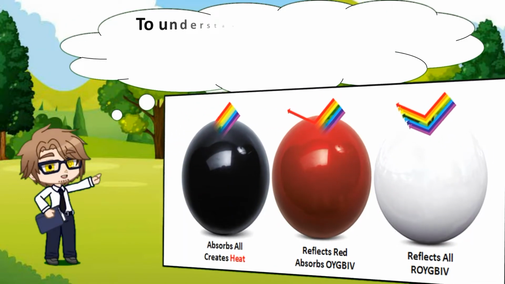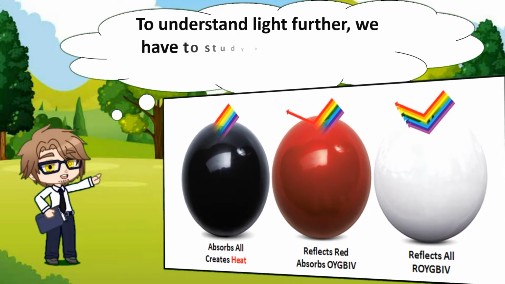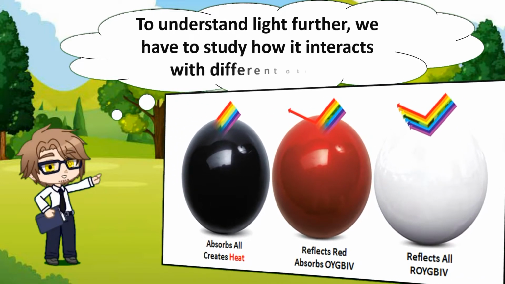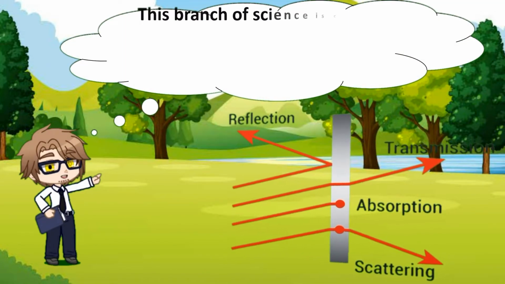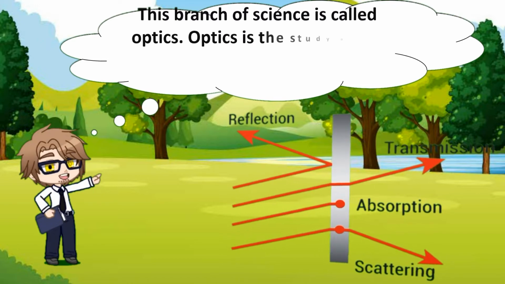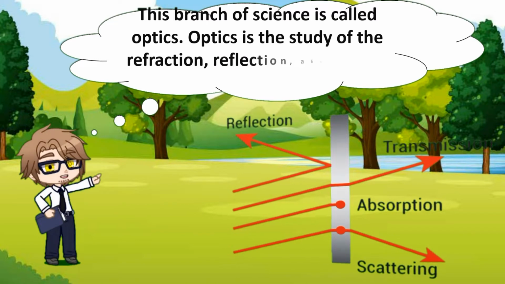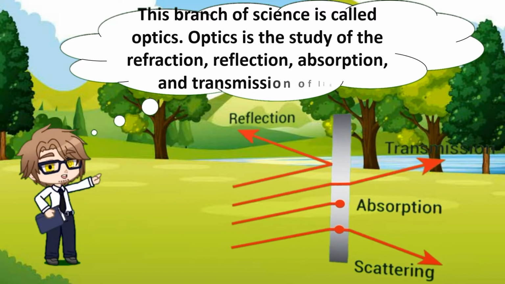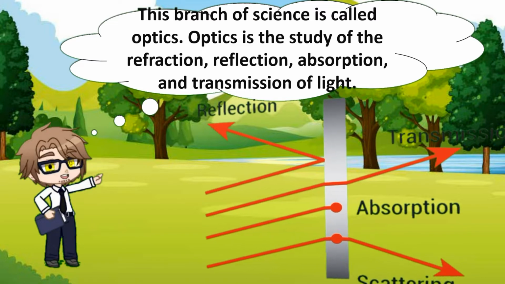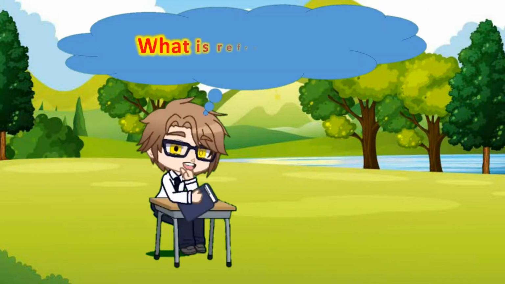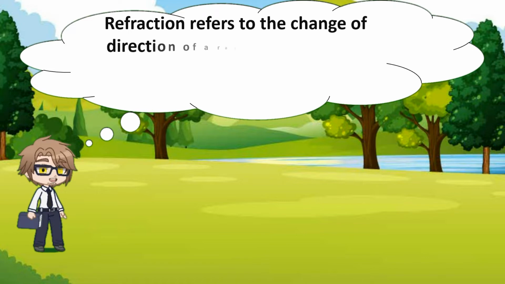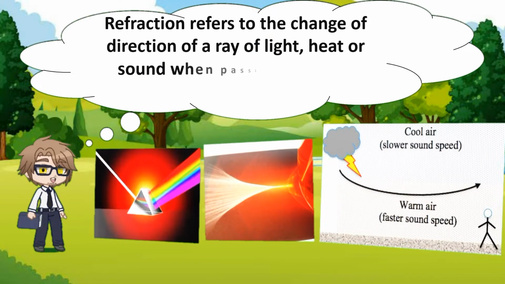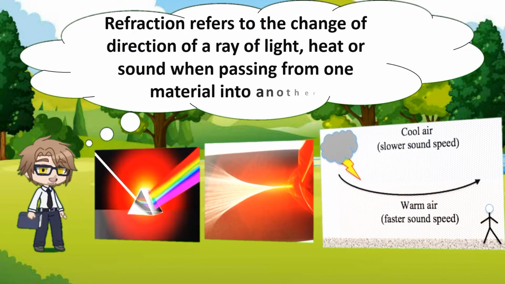To understand light further, we have to study how it interacts with different objects. This branch of science is called optics. Optics is the study of the refraction, reflection, absorption, and transmission of light. What is refraction? Refraction refers to the change of direction of a ray of light, heat, or sound when passing from one material into another.